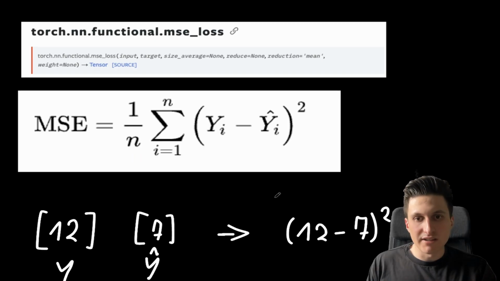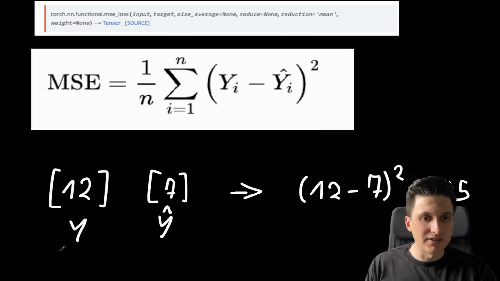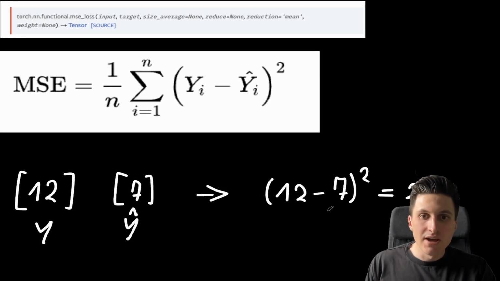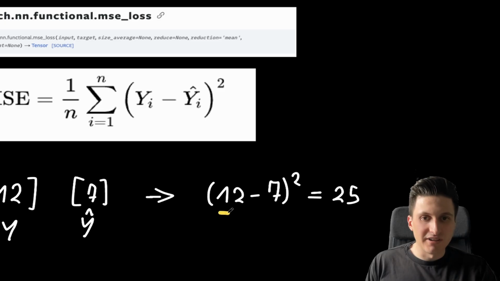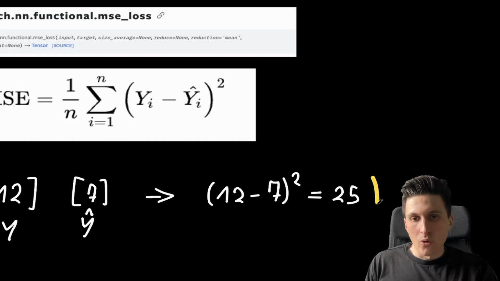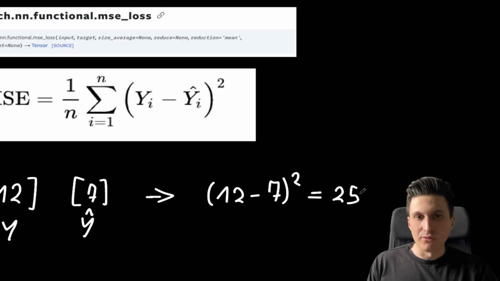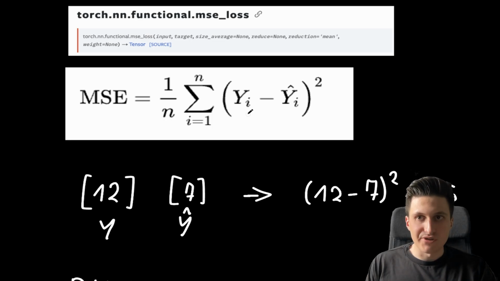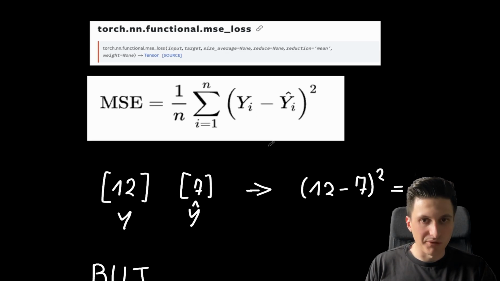But for our case, in the example, this is very simple, as the real label is 12 degrees, while we are predicting 7 degrees. So let's just subtract both values, square it, and you can see that we get a positive number. And the lower this number is, the better our network is at predicting, because we get the lowest value if actually the two tensors have the same number on each position.